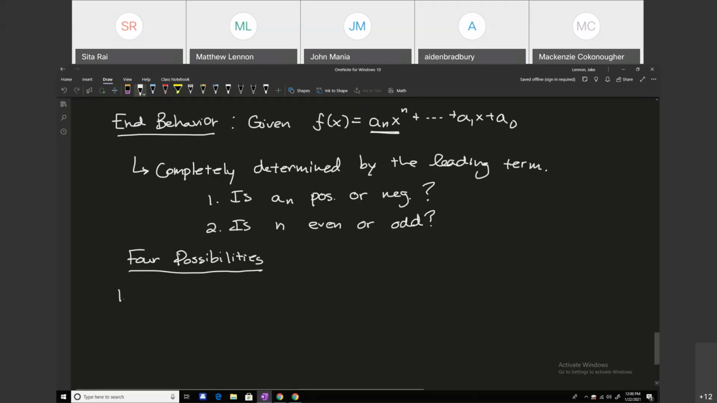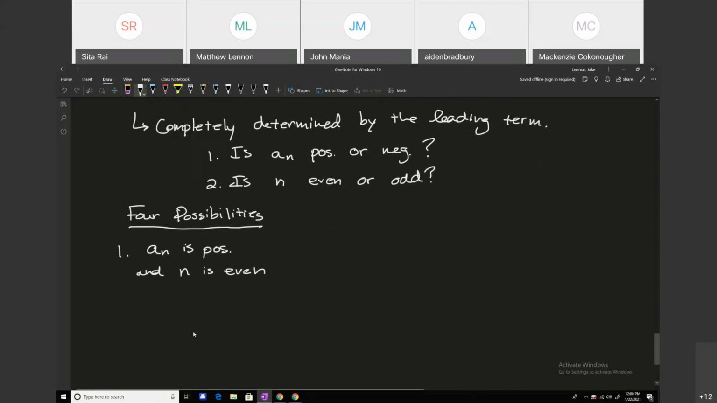So basically, the first case, let's say, again, a n is positive and n is even. Now, we don't know about the intermediate behavior, so we don't really know what's happening in the middle. There could be all sorts of stuff, but basically, eventually, both sides are going to rise. You might have all kinds of funny behavior, but the arrows say both sides rise in this case.